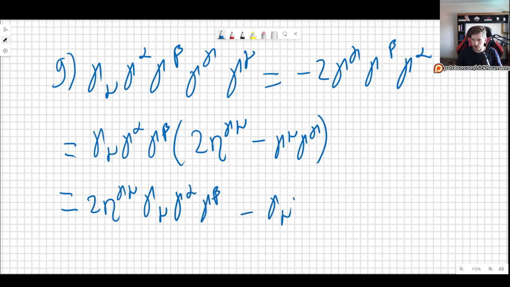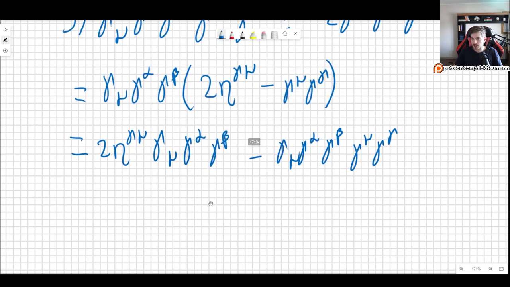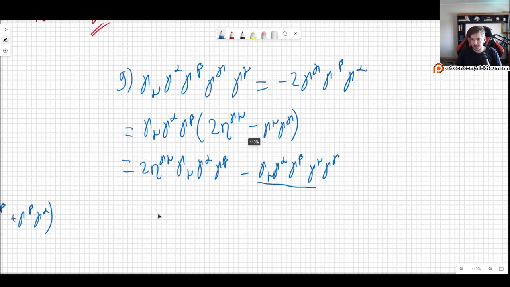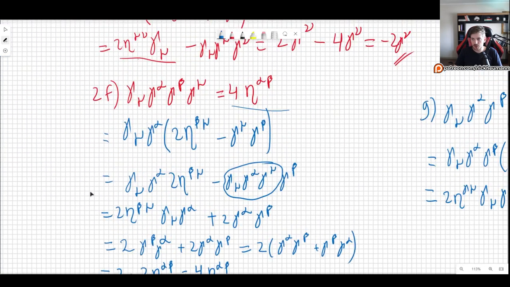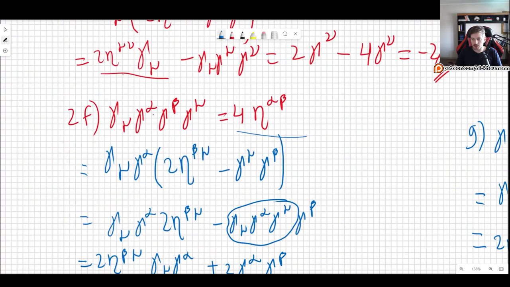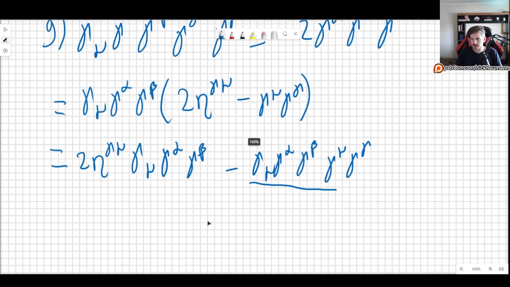Minus gamma mu, gamma alpha, gamma beta, gamma mu, gamma gamma. Okay, so what else do we have? Notice that here we have exactly what we saw in the previous part, precisely what we saw here. If we have gamma mu and, in the middle, two matrices, this is 4 times eta alpha beta. So that's 4 times eta alpha beta. So this thing right here is 2 times, well, let's do that part first.